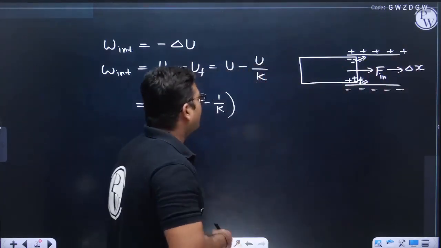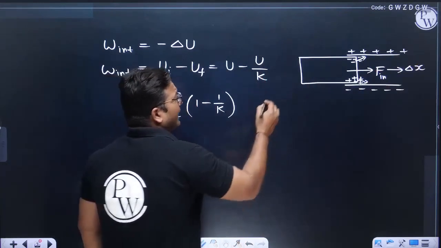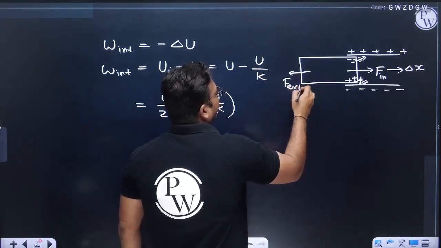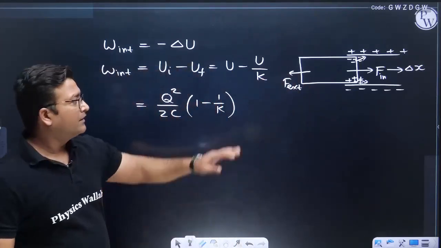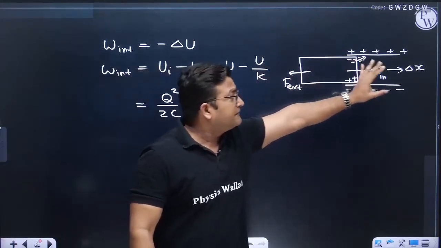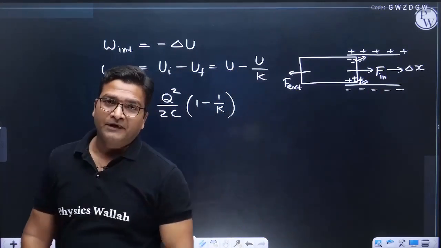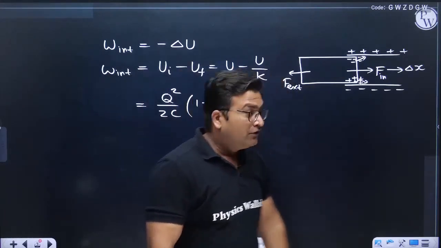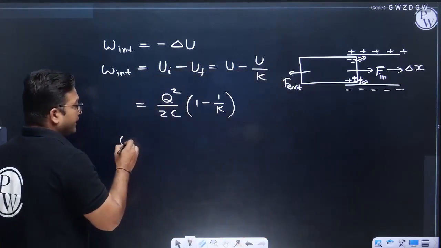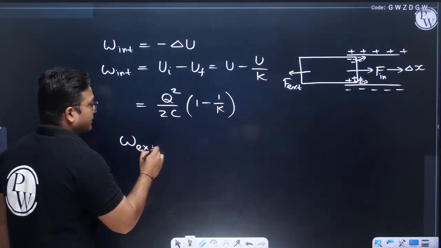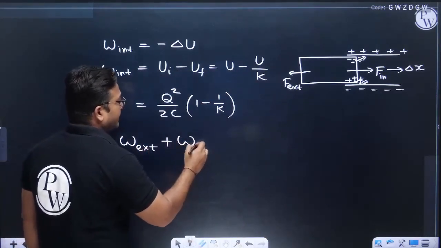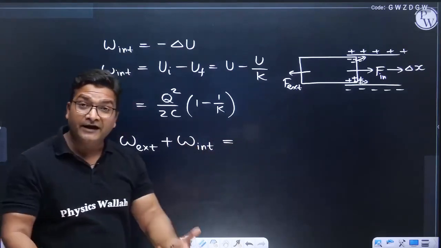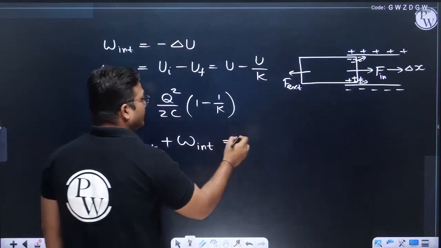So what we do actually, we apply some external force also, and we let this slab go inside the capacitor very slowly, and in that case there is no change in kinetic energy. So according to the work-energy theorem, you can write work done by external force plus work done by internal force is equal to the change in kinetic energy, and that is 0. So this is equal to 0.